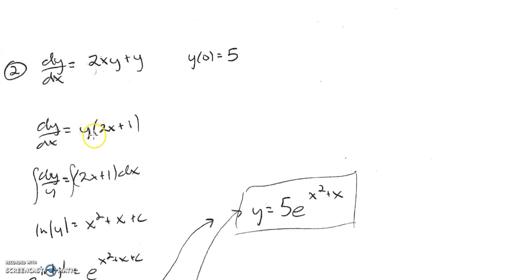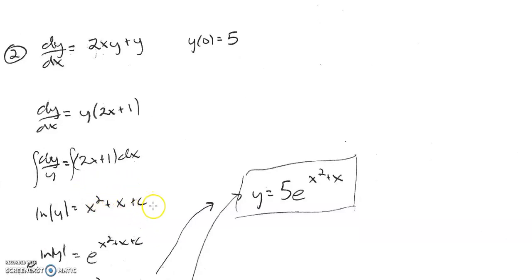All right, so what I do first, pull my y out, I get 2x plus 1. Then I separate my variables: divide by y, multiply by dx. That puts the dx here, the y here. Integrate this side, I get ln absolute value of y equals x squared plus x plus c. That's the integral of the right side.